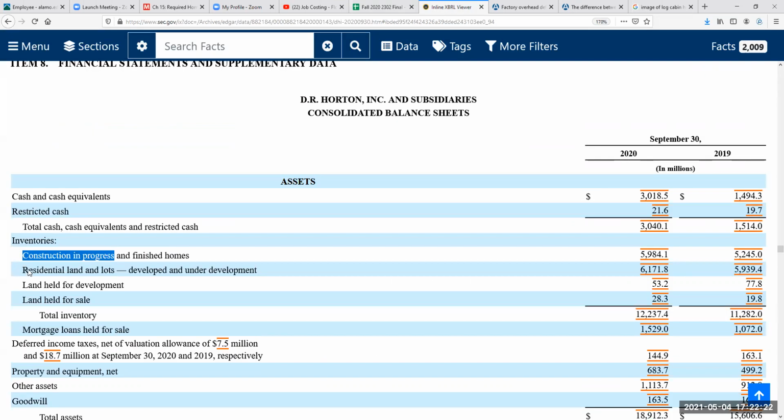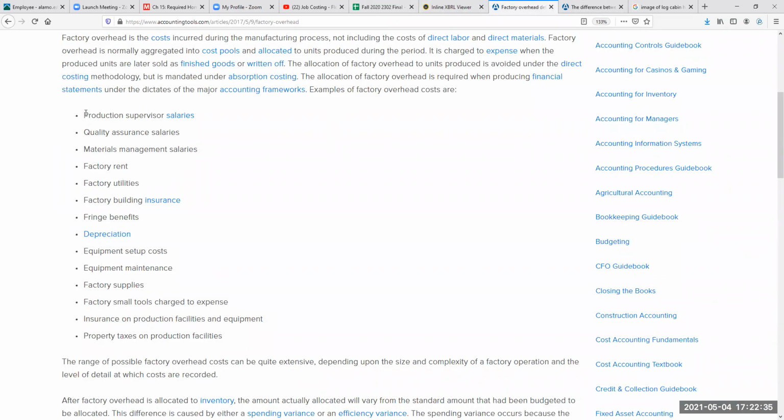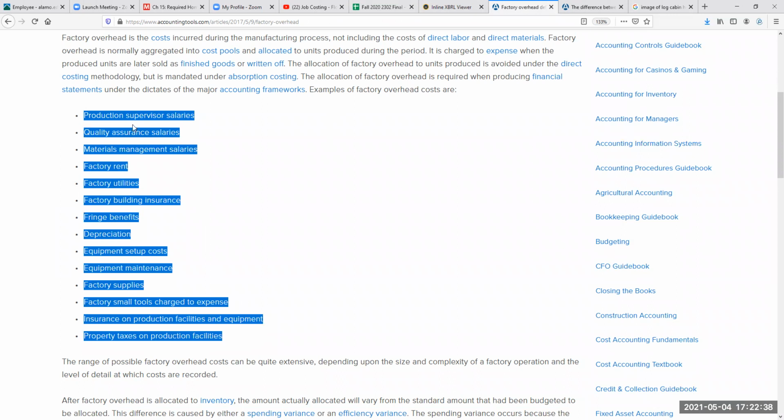Now, don't forget, it's real world. Finished goods, ready to sell, construction in progress. There's what they call it, D.R. Horton, but we're going to call it work in process. Okay. What's in factory overhead? All these things are in factory overhead. Production supervisor salaries, quality assurance salaries, material management salaries, factory rent, factory utilities, factory building insurance, fringe benefits, depreciation, factory supplies, small tools, insurance, property taxes.